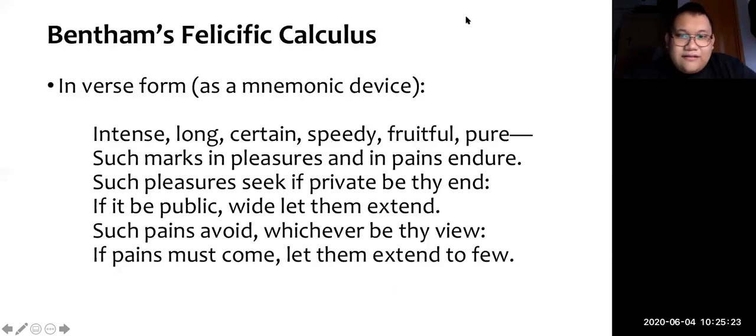Ito ay ano lang, short poem, no? You need not to memorize this. No? So, pwede niyong balikan yan when I post the slides. Okay? Public, wide, no? Pain avoid. Pagka may sakit, pag masakit daw ang gagawin, then dapat kakaunti lang may kinaang masasaktan. Okay? Now, let's go to Mill.